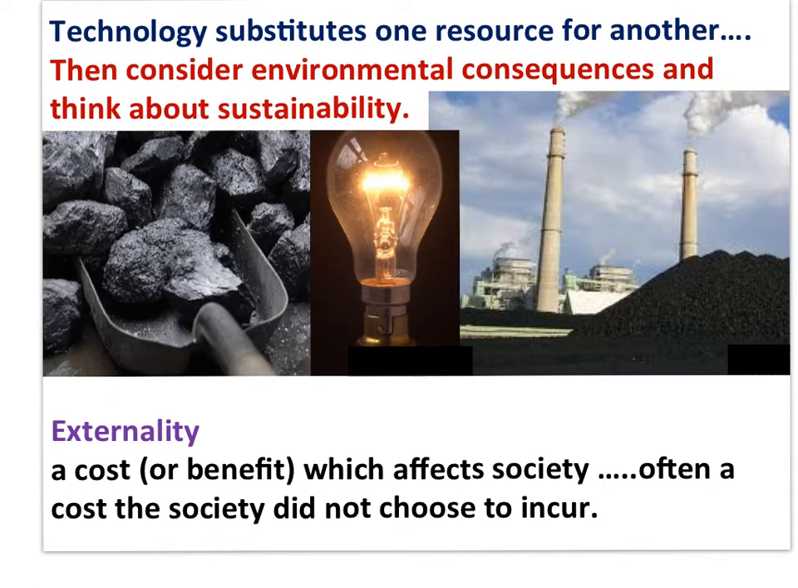The pollution that comes with our use of fossil fuels is called an externality, which is a cost, sometimes a benefit, but a cost that in this case affects society, often a cost that the society did not choose to incur. The pollution that results from our use of fossil fuel is causing environmental degradation. It's a degradation that society is not accounting for. Every time we use fossil fuel, we should be paying money that is used then to prevent or clean up the pollution. The cost of cleaning up the excess carbon dioxide released from fossil fuel combustion should be built into the price of the fossil fuel, but it's not.